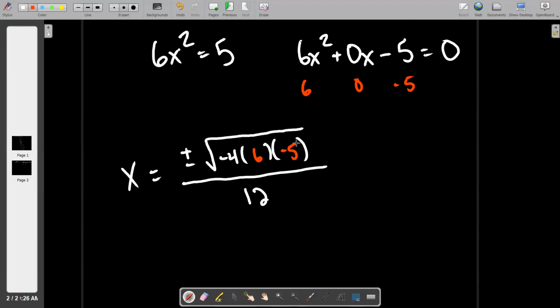And now the inside isn't an addition or a subtraction problem. It's just a clump of multiplication. What's 4 times 6? 24. What's 24 times 5? 120. Good. So we now have x equals the positive or negative square root of 120 over 12. I wanted to make sure this got into your notes because you're going to see instances where there's a missing b. And this is just what your answers will look like.